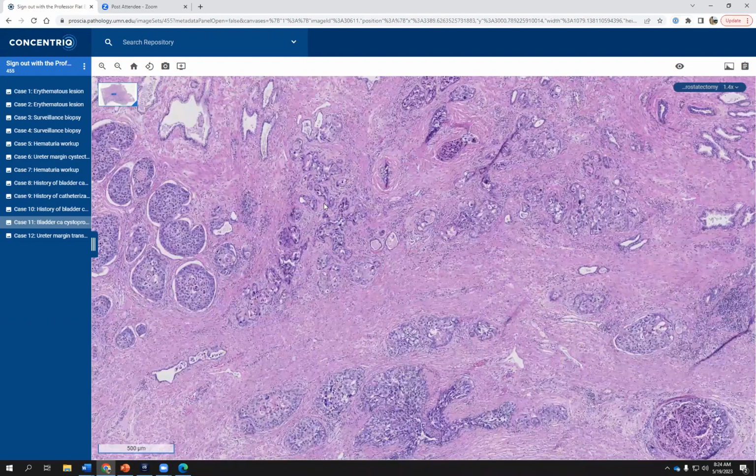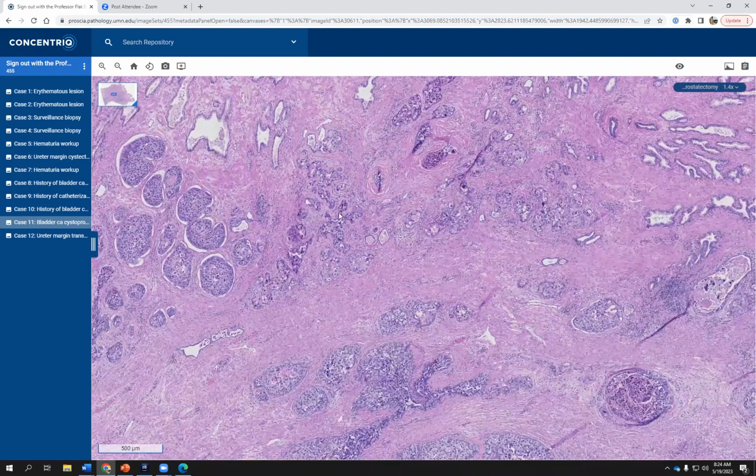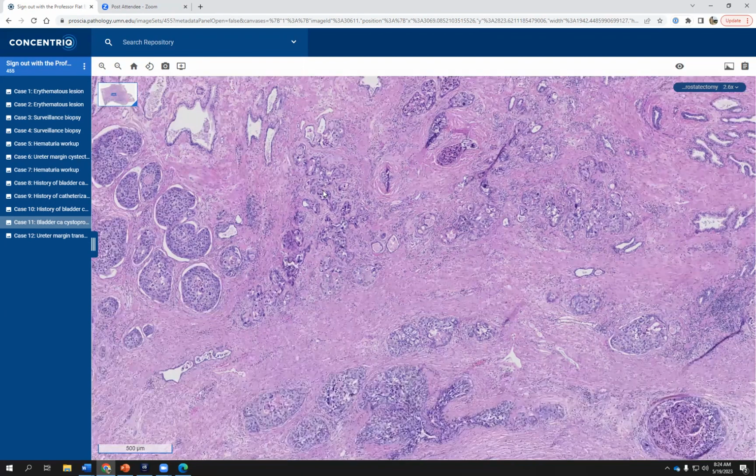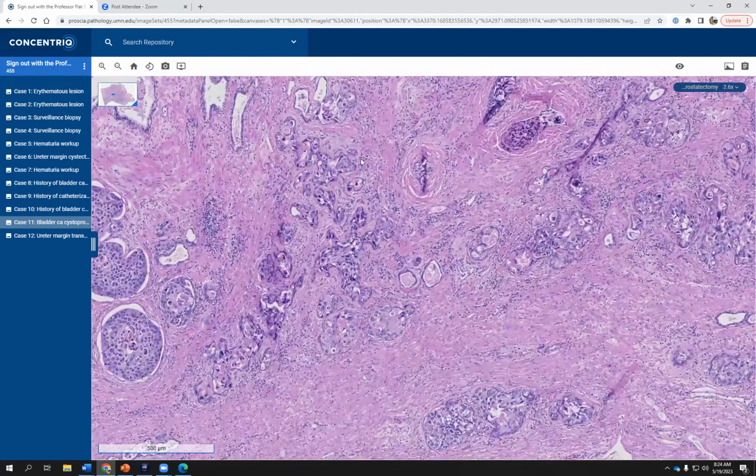Right. So how do we actually prove this? How do I know for sure that this is not invasive? And again, that's important because the staging changes. So do immunohistochemical stains help in this situation? It may seem paradoxical, but I would say yes. So I would use the stain CK56 or just CK5, which is a high molecular weight cytokeratin, to highlight the basal cells of the prostate around these nests, which would prove to me that these are not invasive, right?